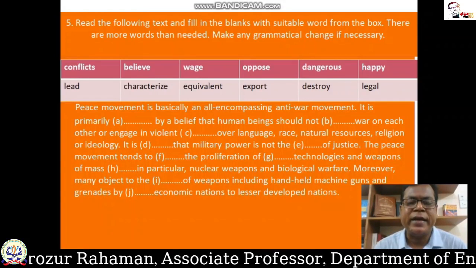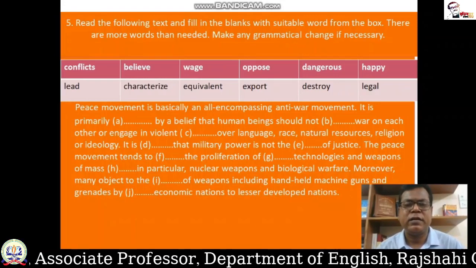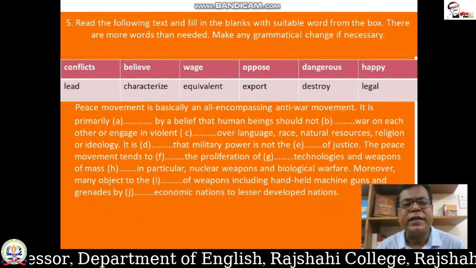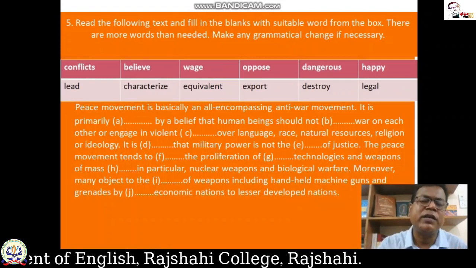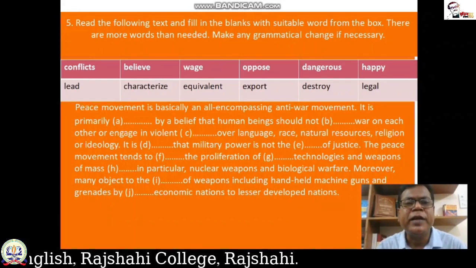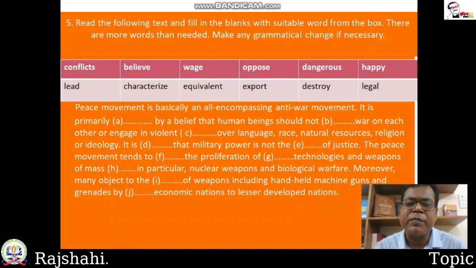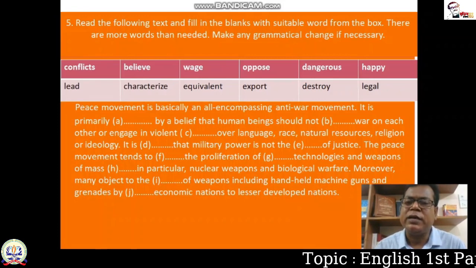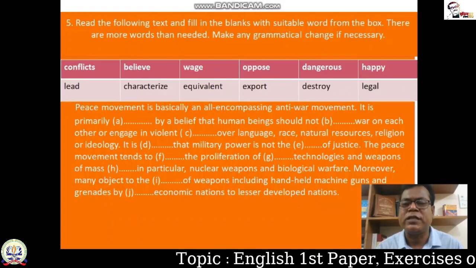It is that dash that military power is not the dash of justice. In the passage, you have got this idea that is believed that. It is believed, but the word in the box is believe. So we make it past participle. It is believed. So believed will be the correct answer for gap D. It is believed that military power is not the dash of justice. Military power or war is not similar to justice.